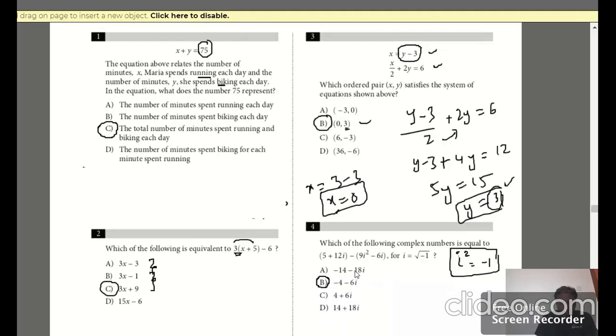But still, if you have any doubt, you can verify it. Like 5 plus 12i, if you open this with the negative, you get negative i squared plus 6i, because minus negative times negative is positive. Now 12 plus 6 is going to give you 18i. Then i squared is minus 1, so minus 9 into minus 1 will be positive 9. Positive 9 plus 5 is 14. So our correct answer would be D.